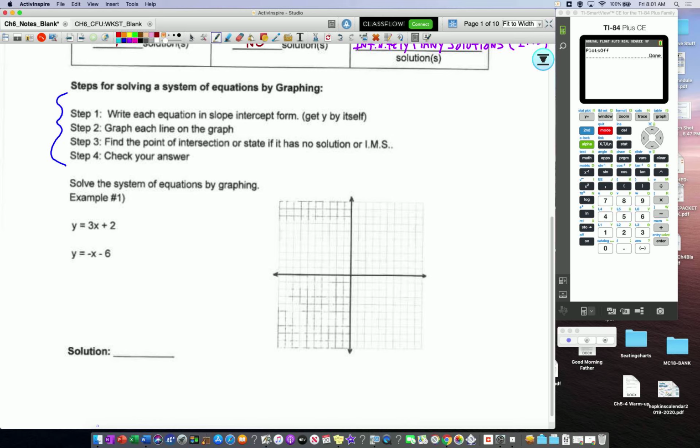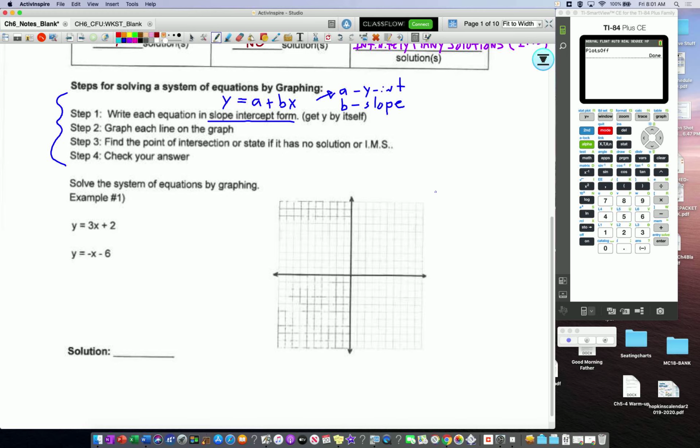So on the first one, it says step 1, write each equation in slope-intercept form. Remember, slope-intercept form is y equals a plus bx. Now, a is the y-intercept, and b is your slope.